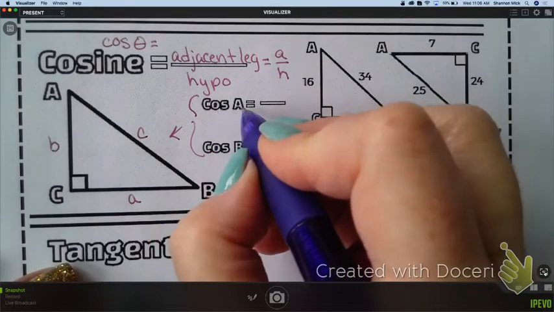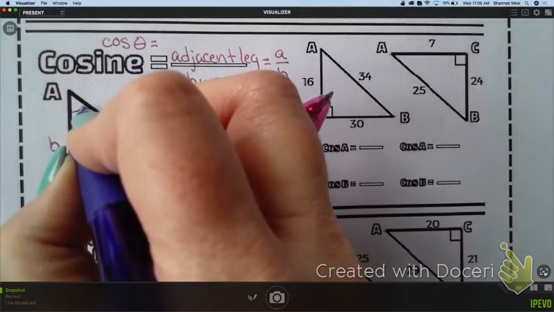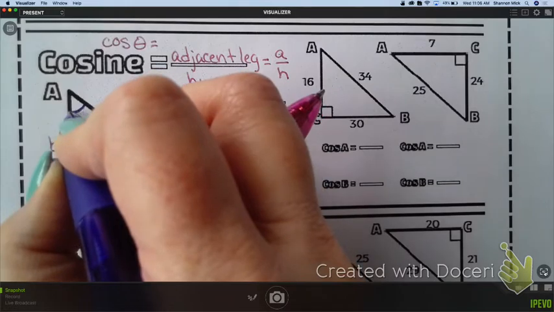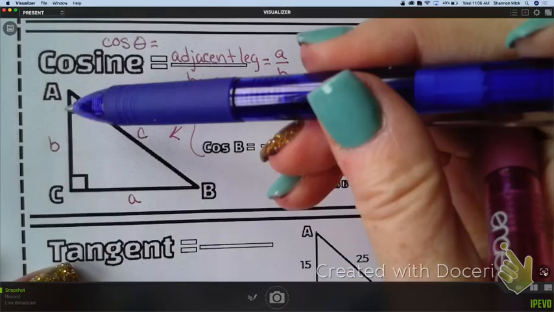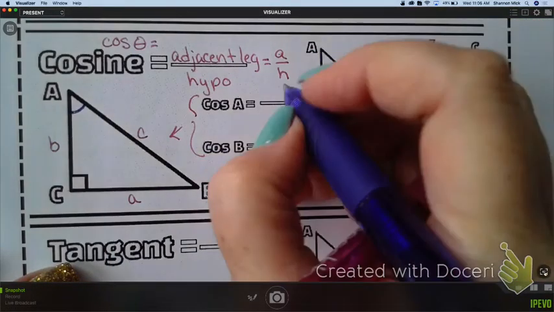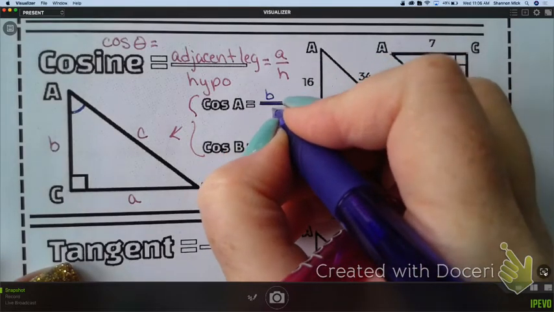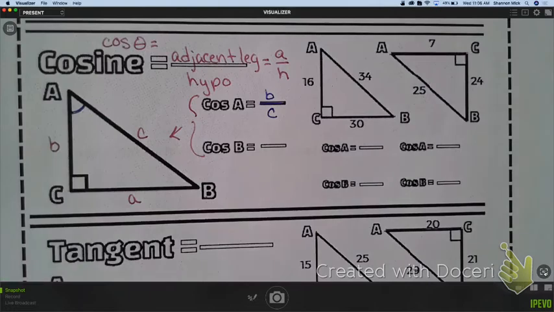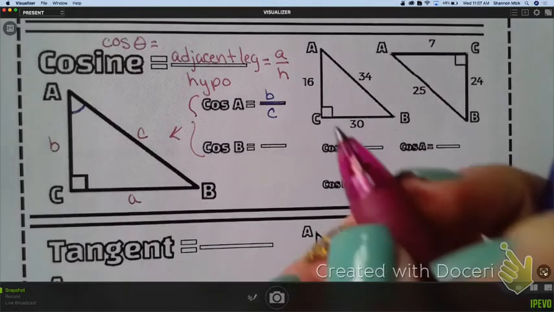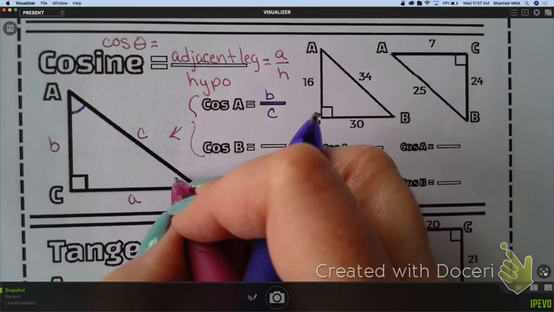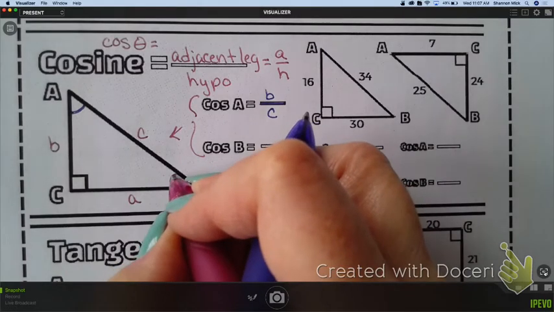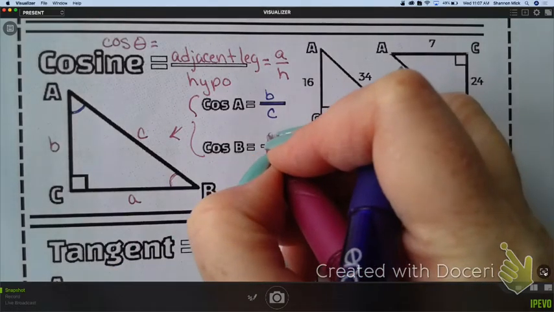Cosine of A, so here's A. Adjacent means touching. What leg is touching A? B. B over C, because of the hypotenuse. Now, somebody last hour said, well, what about C? Isn't that touching it? Well, C is the hypotenuse, right? It's not a leg, so it doesn't fit that. Okay, so B is here. What's touching B? A. So A over C.